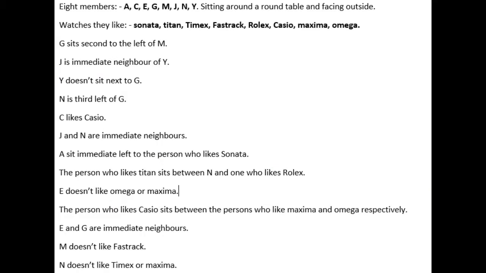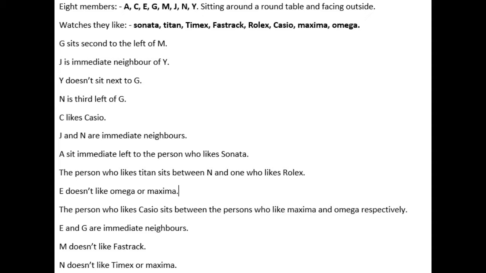Here we are going to take an example in which there are 8 members sitting at a circular table, and the names of the 8 members are A, C, E, G, M, J, N and Y. They are sitting around a round table and they are facing outside. They like certain watches, which are Sonata, Titan, Timex, Fast Track, Rolex, Casio, Maxima and Omega.